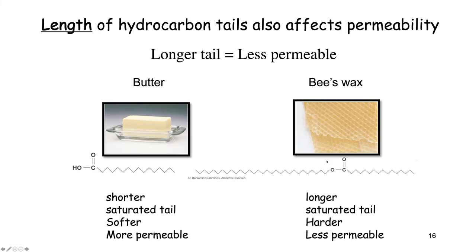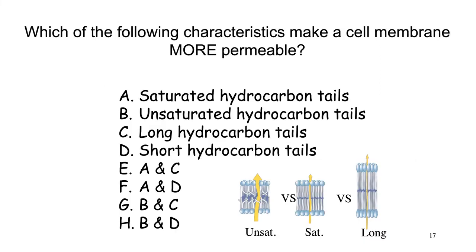Okay, and so the same thing applies if you're talking about a plasma membrane. If you have longer tails on a plasma membrane, there's going to be less permeability overall. So given that, which of the following characteristics make a cell membrane more permeable? Go ahead and hit pause now if you want to answer this. Otherwise, I'm just going to go ahead and answer it.